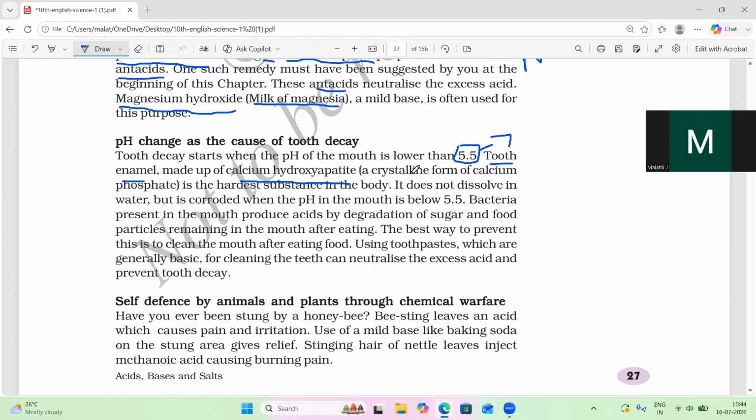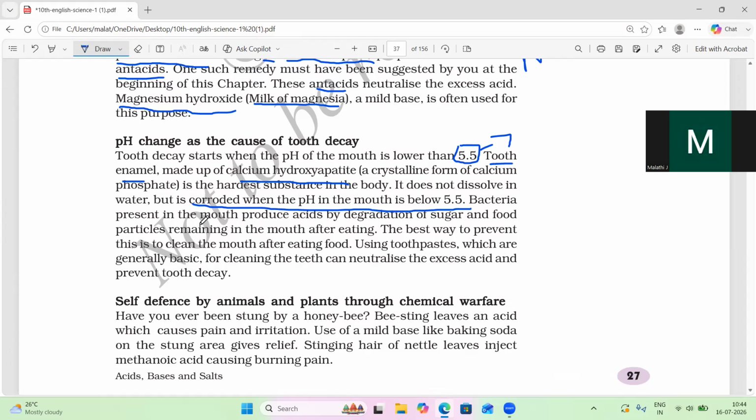It starts decreasing in thickness. Enamel is the hardest substance in the body. It does not dissolve in water but corrodes when the pH of the mouth is below 5.5. So how does it happen? When we eat food, the food gets stuck in our teeth, and some bacteria are released there.